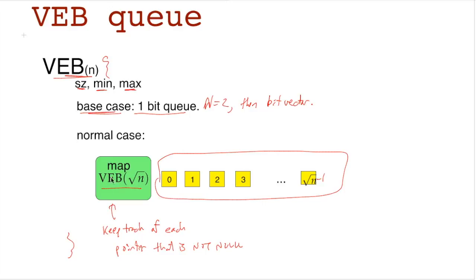And so for that, this is going to be a recursive data structure which keeps track of elements in this set. So it's only going to need to handle, of course, square root of n. And these guys are just going to be pointers to VEB instances of size square root of n. At the beginning, they're all going to be null. And then as we add elements to this, we're going to make these elements not null.